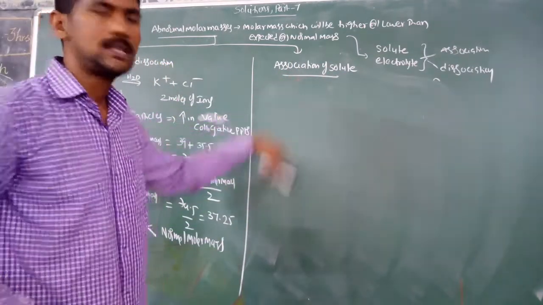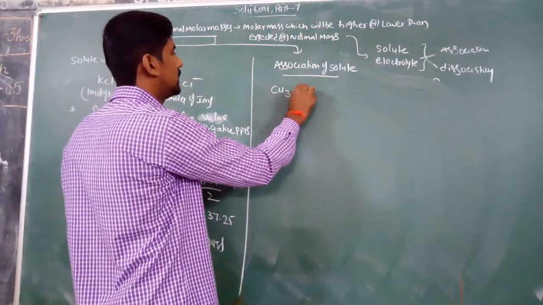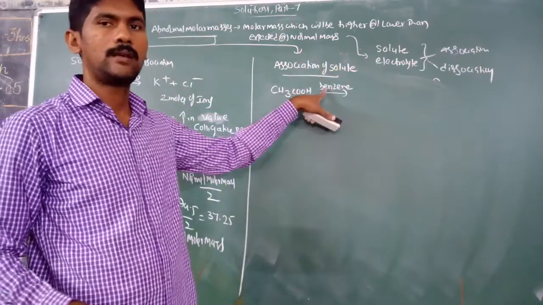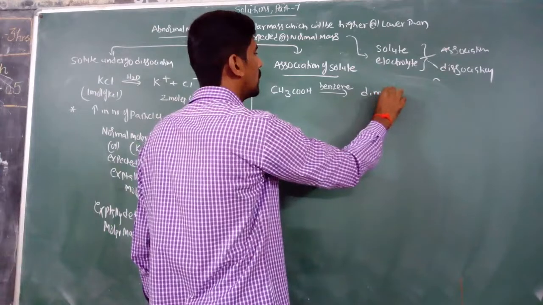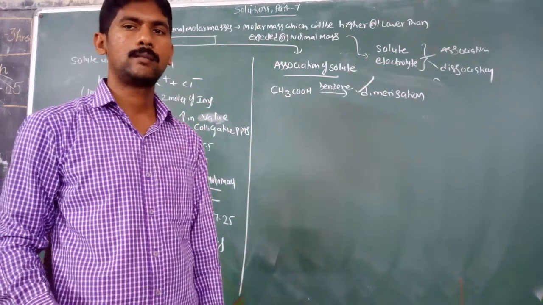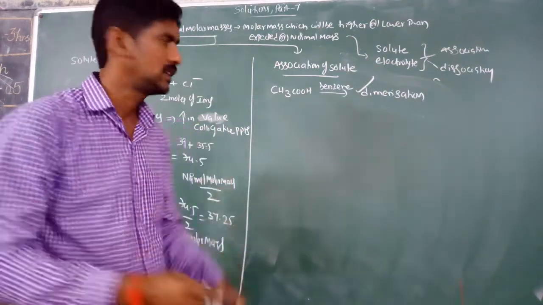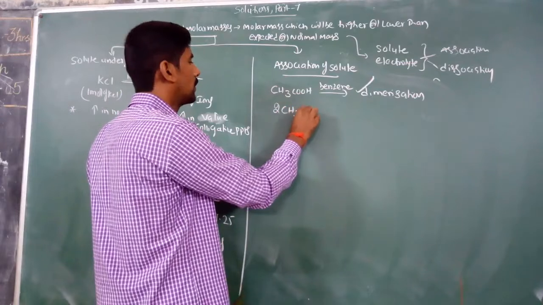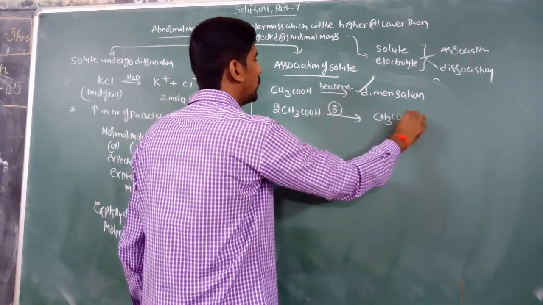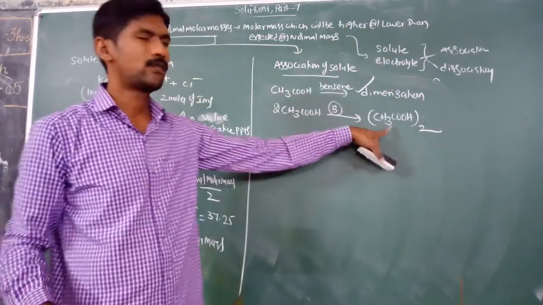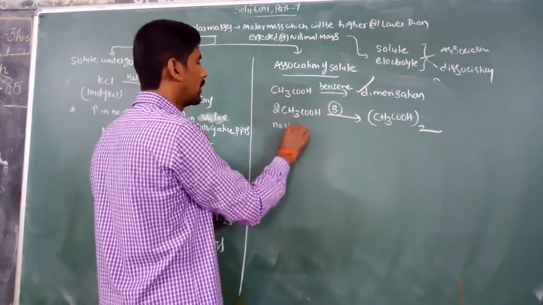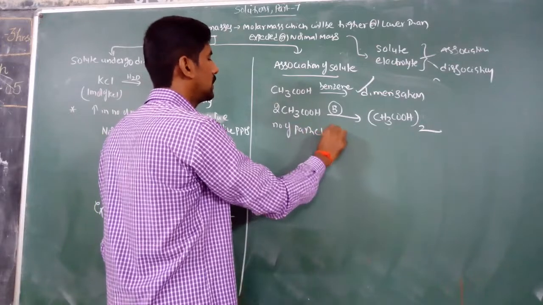If a solute undergoes association, for example acetic acid in benzene, when acetic acid is dissolved in benzene it undergoes dimerization. That is association of acetic acid molecules. Two acetic acid molecules in benzene solvent undergo dimerization, CH3COOH twice, forming a dimer. So the number of particles in solution decreases.